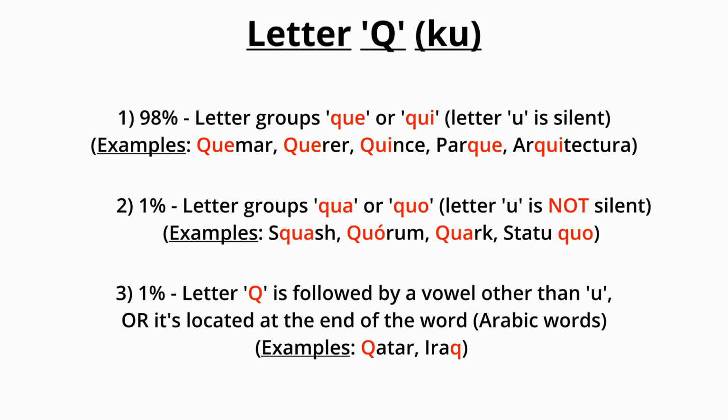Lastly, in another 1% of words, the letter Q is followed by a vowel other than U, or it's located at the end of the word. These words mostly come from Arabic, according to the internet. For example, Qatar, Iraq. Here, the letter Q makes a normal sound K, with no complications whatsoever. As you probably know by now, in most cases, the letter Q is a part of groups que or qui, so the only thing you need to remember is not to pronounce the letter U that follows it.